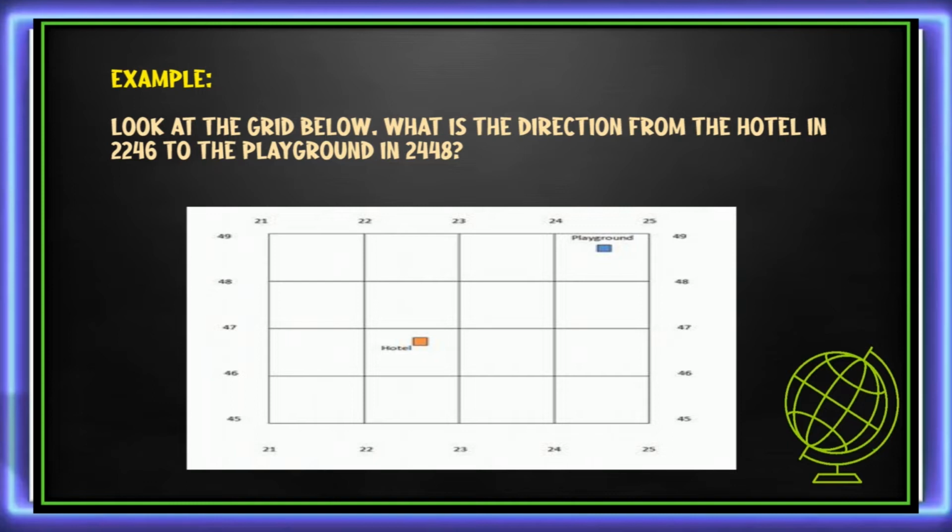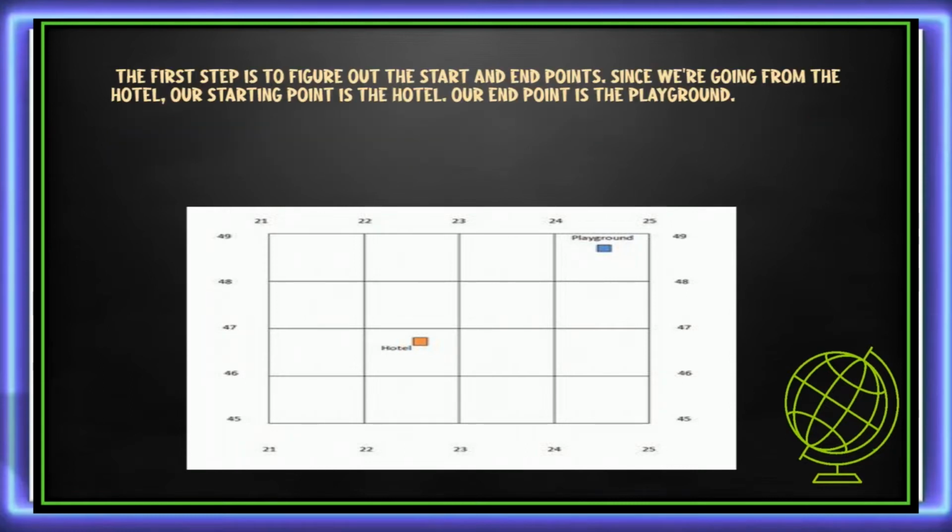Example, look at the grid on screen. What is the direction from the hotel in 2246 to the playground in 2448? Now the first step is to figure out the start and end points. Since we're going from the hotel, our starting point is the hotel and our end point would be the playground.